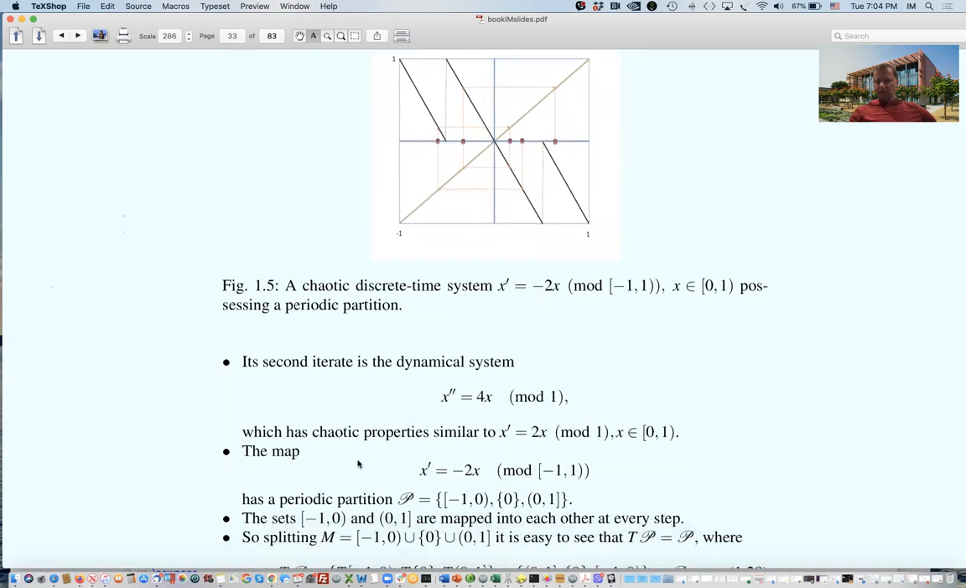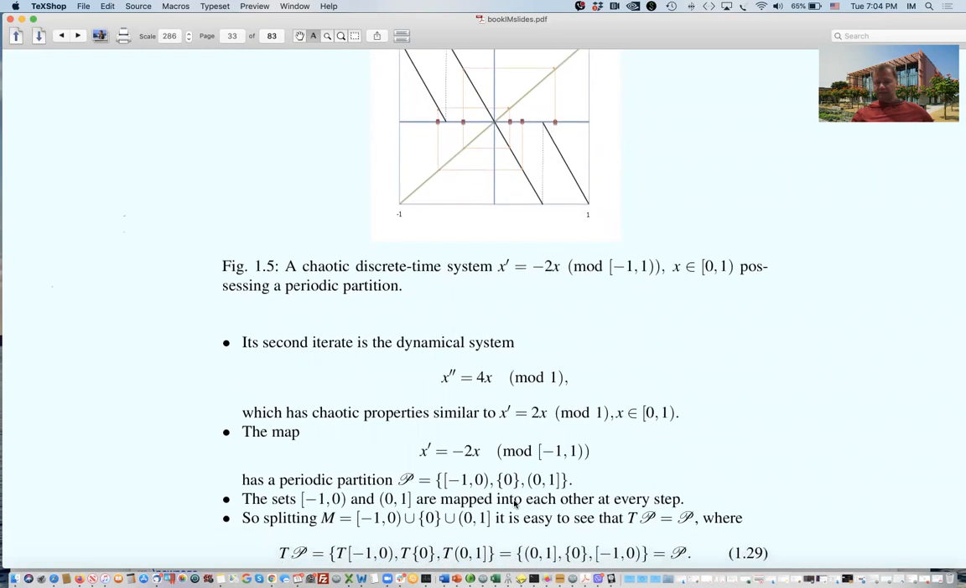So this map that we considered has an interesting partition, a periodic partition. Anytime I start in minus 1, 0, I go to 0, 1. Anytime I start in 0, 1, I go to minus 1, 0. And then, of course, 0 itself stays put. So the period is 2. Every 2 steps, everything returns to where it was, not exactly to the exact initial condition, but to the same interval in this partition it started from.